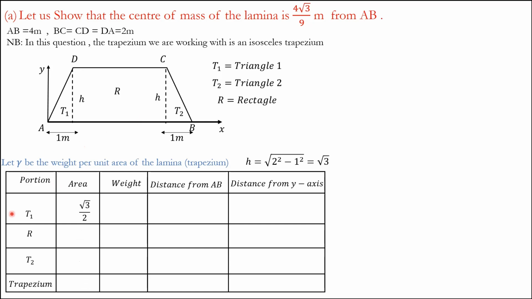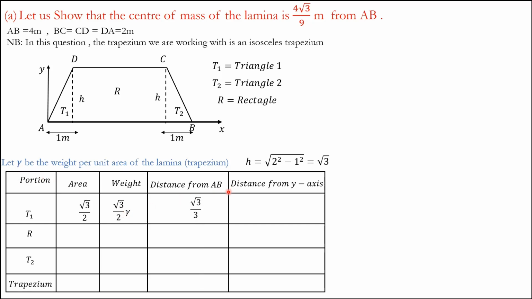Let's talk about determining the area of the triangle T1. The area of the triangle T1 is half base times height. Half base here is 1, then the height is what we have determined, which is square root of 3. Its weight is then the area times lambda, which we have let be the weight per unit area of the lamina.